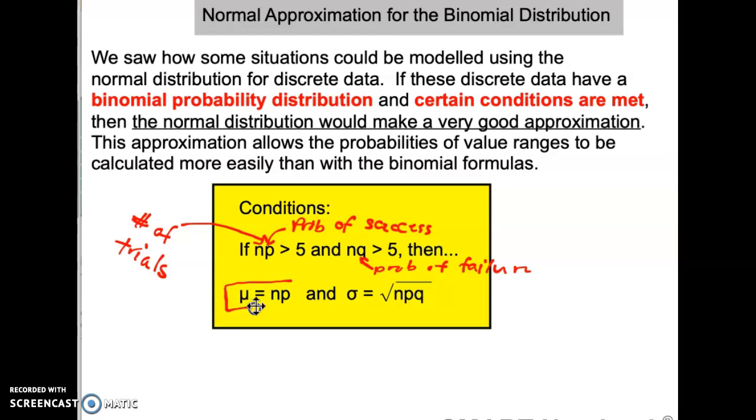In order to do the normal distribution, we need a mu, and the way we find mu is we do n times p. And we need a standard deviation, and the way we find the standard deviation is we take the square root of n times p times q.